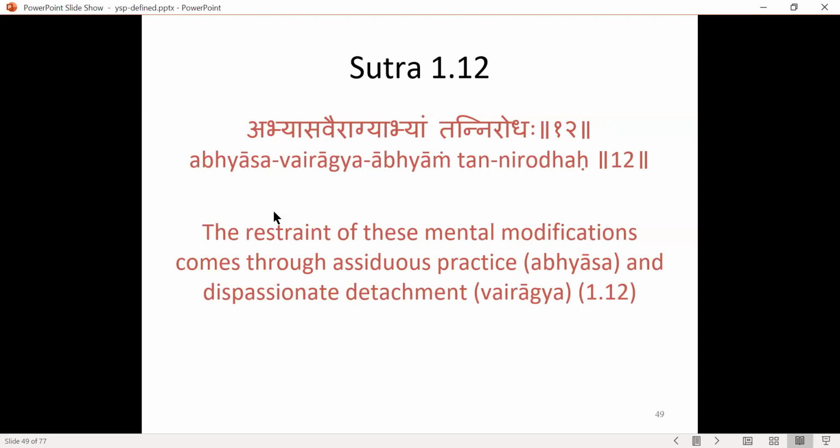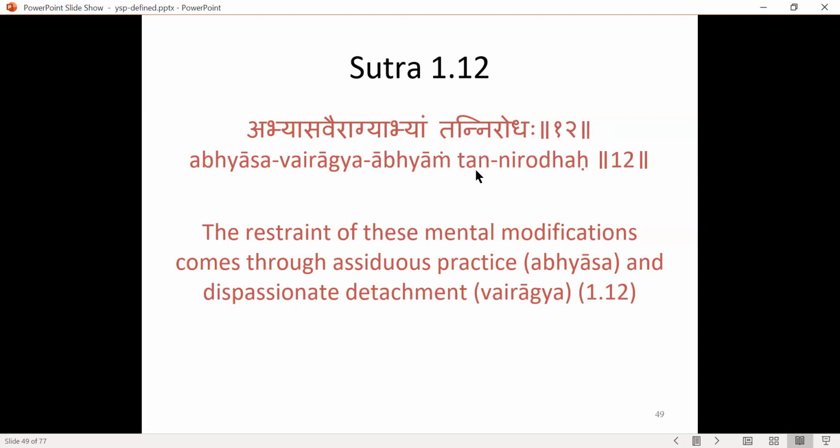So the translation is: the restraint of these mental modifications comes through assiduous practice, abhyasa, and dispassionate detachment, vairagya. These are the two terms that we now have to become very, very familiar and comfortable with. Abhyasa and vairagya. They'll come up later also. So the words are abhyasa, which is practice, and vairagya, which is non-attachment or detachment, or dispassionate detachment as it's called here. Through these two, it becomes abhyas vairagya bhyam. By using these two techniques, what happens? Tan nirodha.